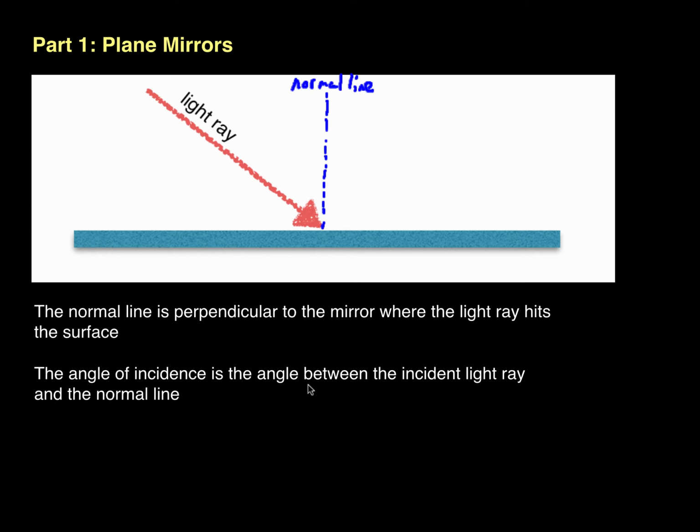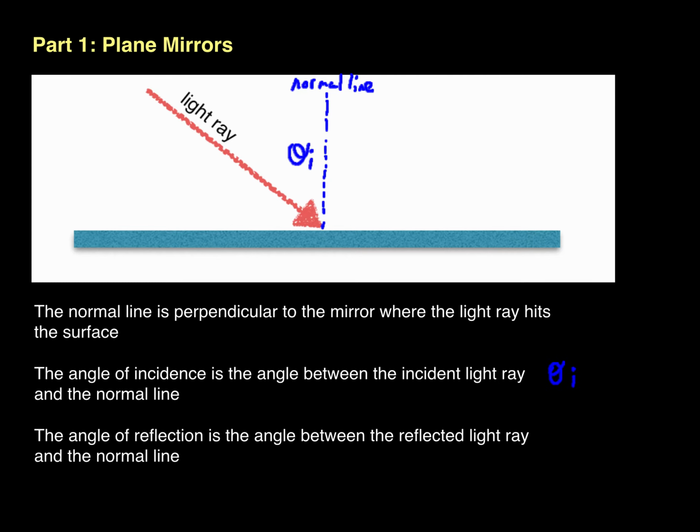The angle of incidence is the angle between the incident ray, the ray that hits the mirror, and the normal line. This is our angle of incidence, which we call theta I. The angle of reflection is the angle between the reflected light ray and the normal line. So the incident light ray hits the mirror and is reflected off at an angle, and theta R is the angle of reflection, the angle between the reflected ray and the normal line.